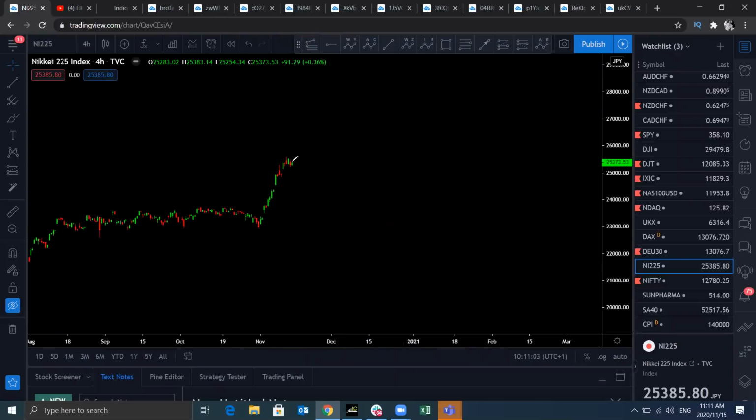What do we expect? We're still expecting continuation to the upside. It's a bit too late to be taking this now after such a big move. It was almost a textbook breakout there on the Nikkei.